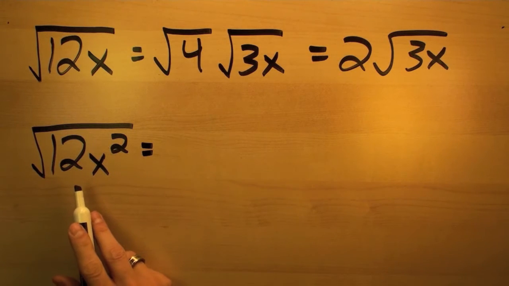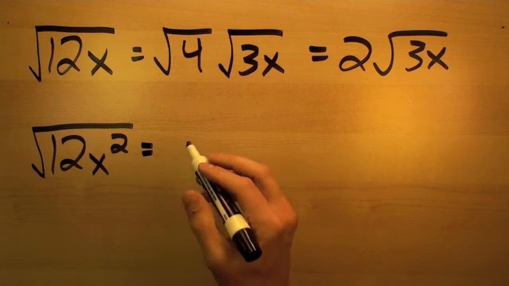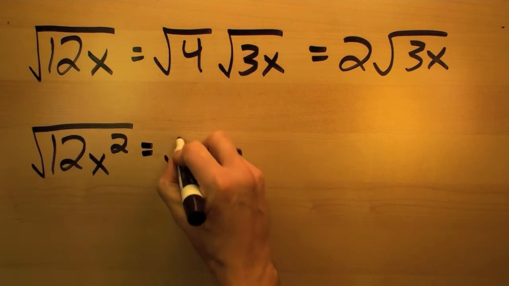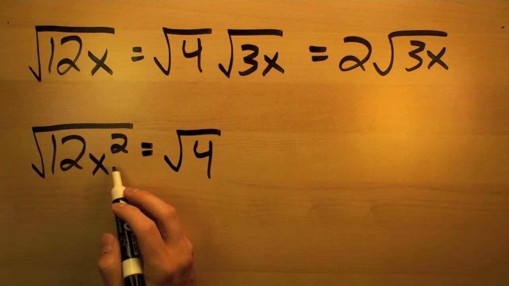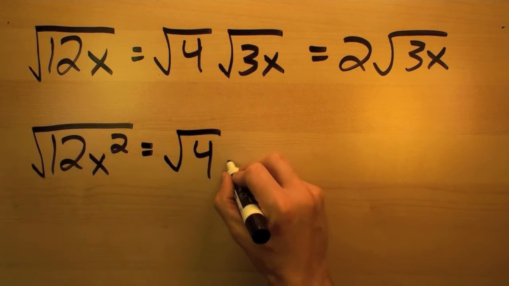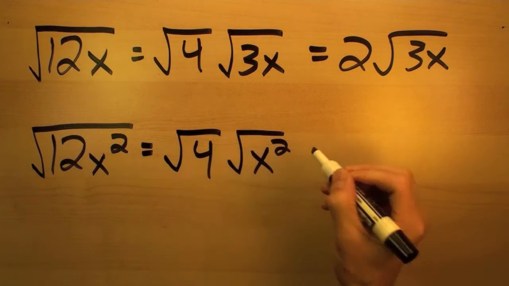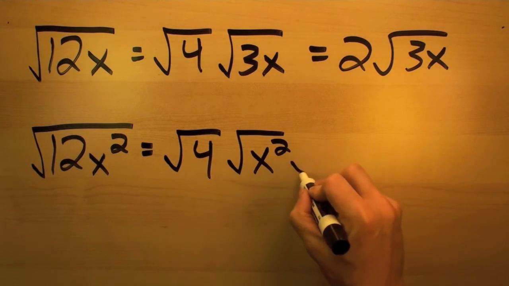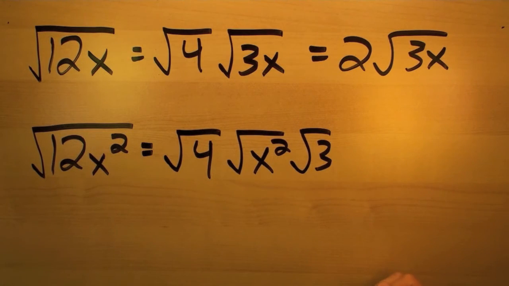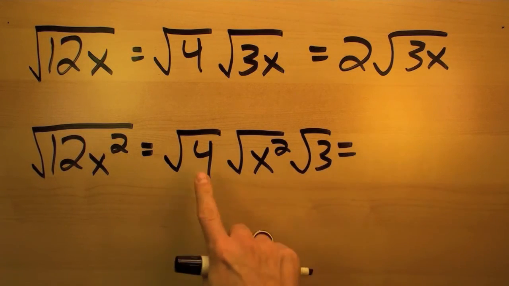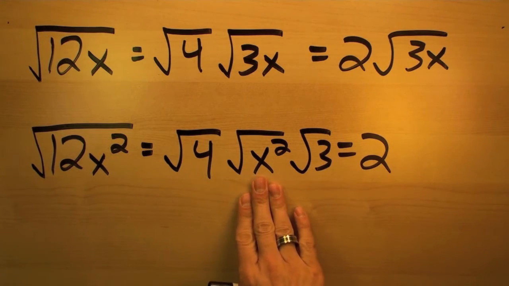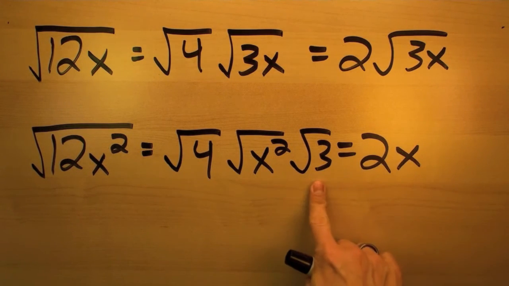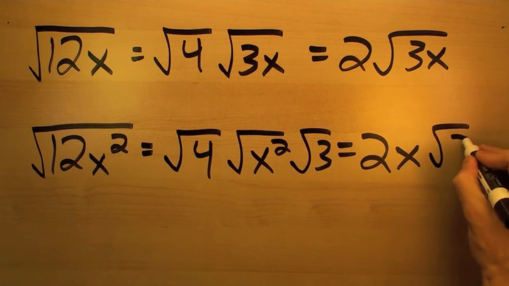If we now examine the square root of 12x squared, we can see that this time there's a square root of 4 from the 12, but there's also a perfect square in x squared. So we would also take the square root of x squared, and then taking the leftover would give us the square root of 3. Well, the square root of 4 is 2. The square root of x squared is x, and we're left with this square root of 3.